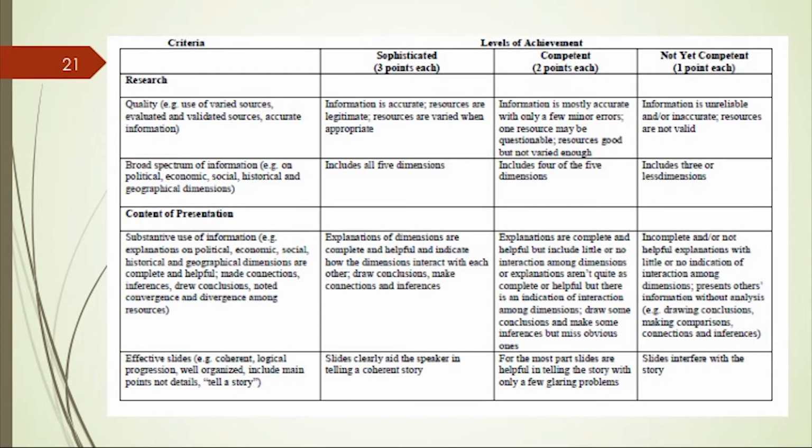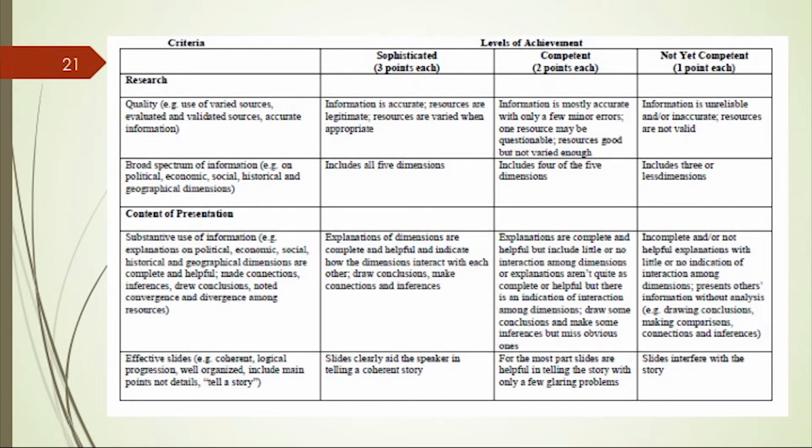As I mentioned earlier, on the left hand column is the criteria. The different criteria you are looking at here are the research, the content of presentation, and I'll move to the next slide, which is communication as well as the self-evaluation, or what we call reflection. Going back again, for each criteria, let's just take the example of research. For research, this particular rubric has used 3 different levels.